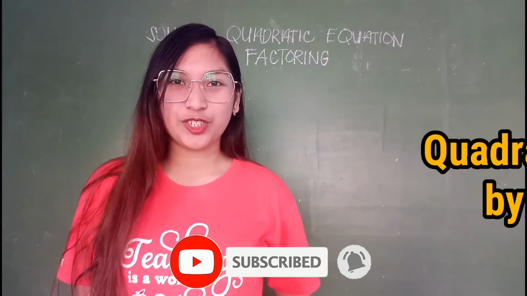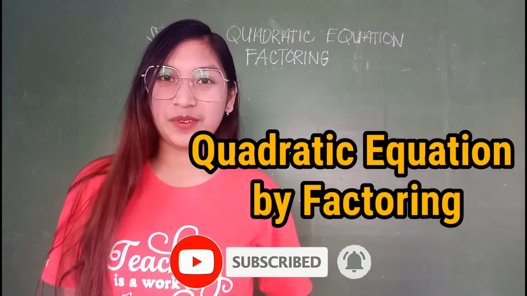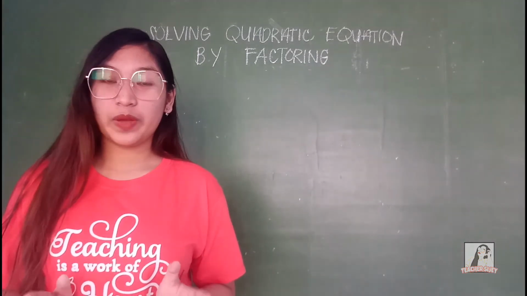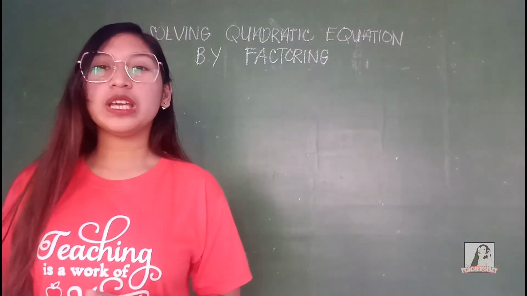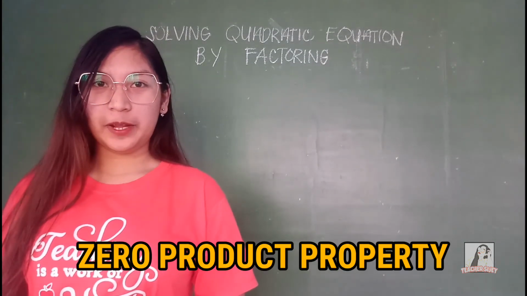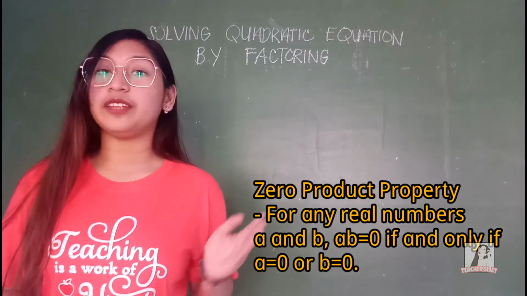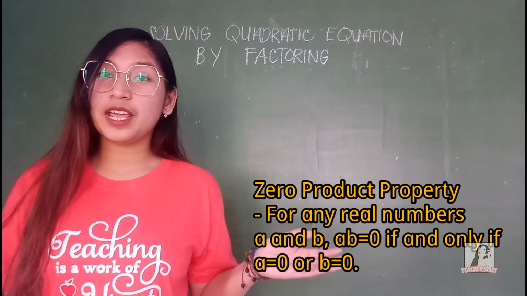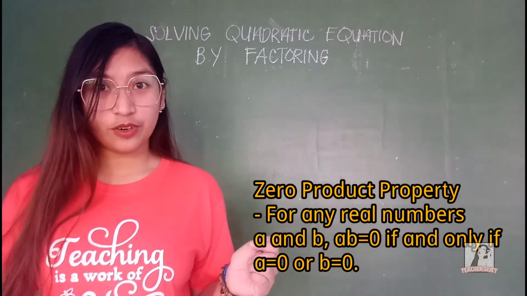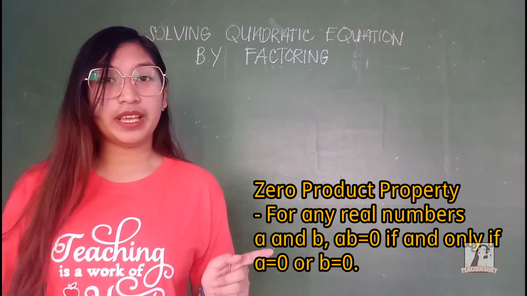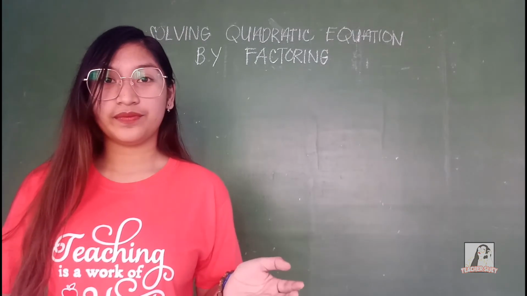I am here to teach you how to solve quadratic equations by factoring. In solving quadratic equations by factoring, we use the zero product property. The zero product property is, for any real numbers a and b, a multiplied by b is equal to 0 if and only if a equals 0 or b equals 0.